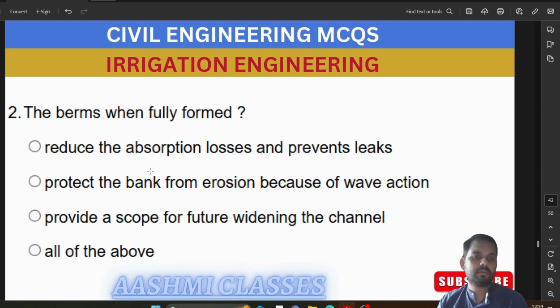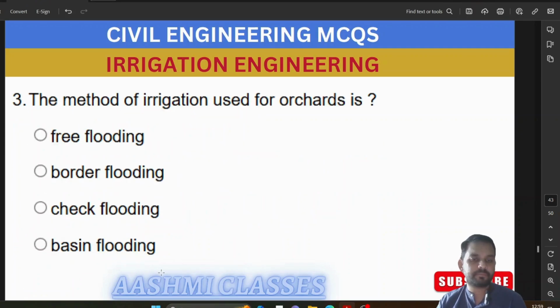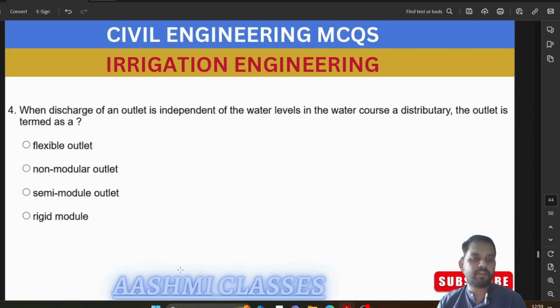The berms, when fully formed, reduce the absorption losses and prevent leaks, correct? Protect the bank from erosion because of wave action, correct? Provide a scope for future widening of the channel, correct? All of the above. The method of irrigation used for orchards is basin flooding.